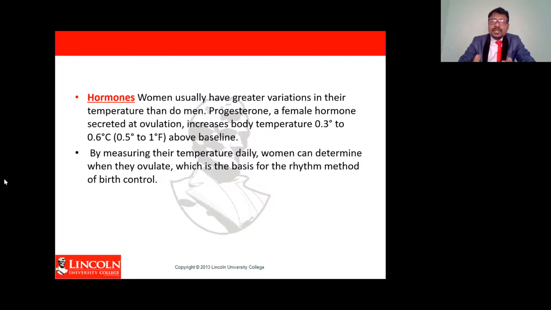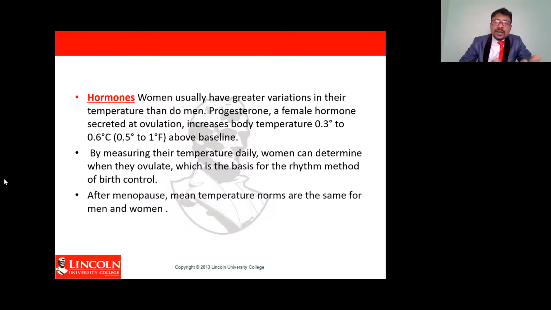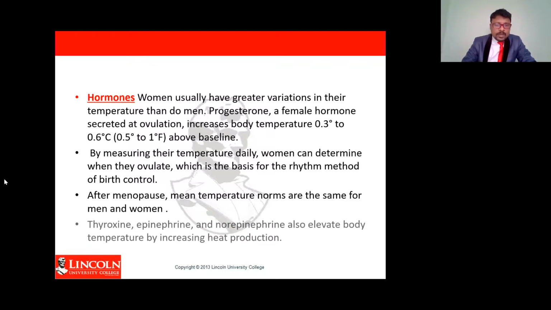If the progesterone hormone is released, the body temperature is going to rise, but only up to some extent. At around the age of 50, women reach the menopause stage. After 50 years of age, women and men both have the same body temperature. So this is the difference between men and women because of hormonal changes. And also thyroxine, epinephrine, and norepinephrine elevate the body temperature by increasing heat production, so they alter the temperature.